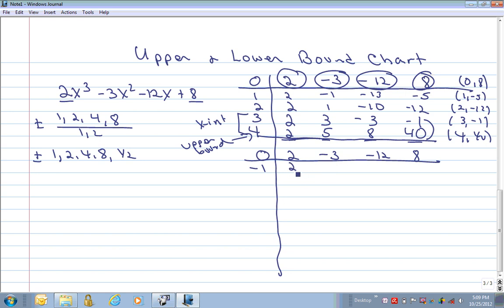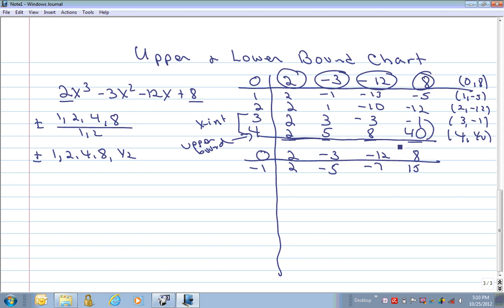Negative 1 times 2 is negative 2. Negative 2 and negative 3 is negative 5. Negative times negative is a positive 5. 5 and negative 12 is negative 7. And that's positive 7 and a positive 8. That's 15.